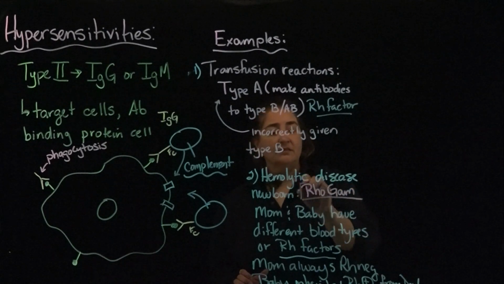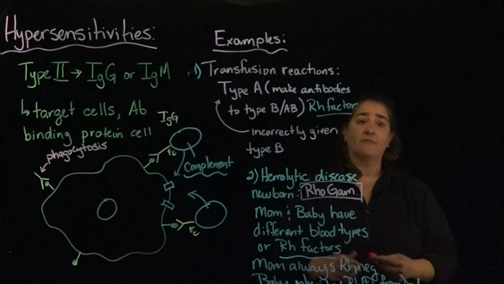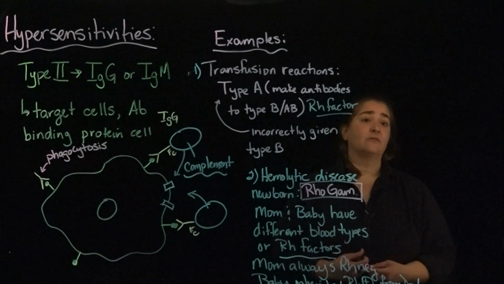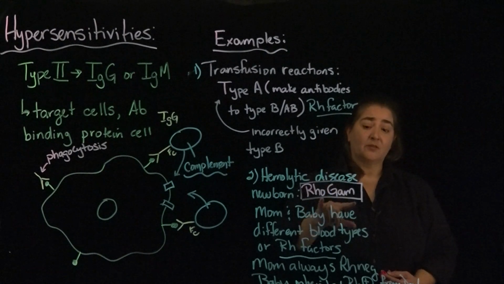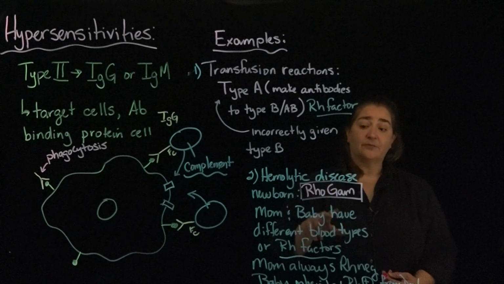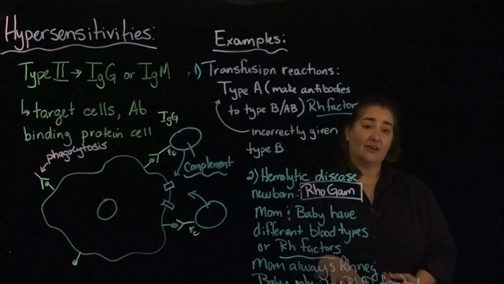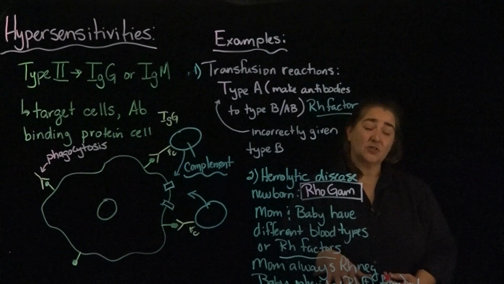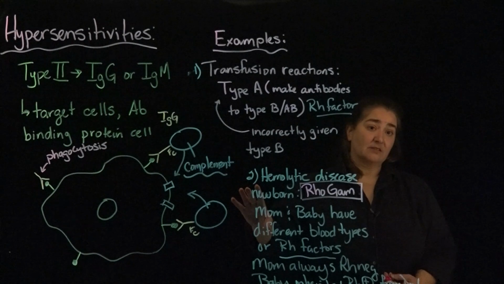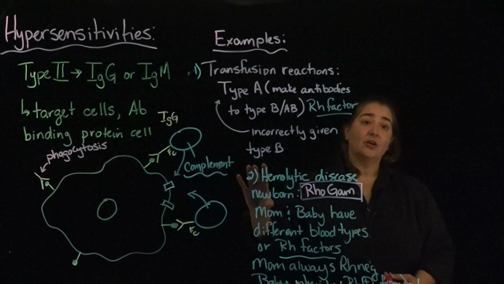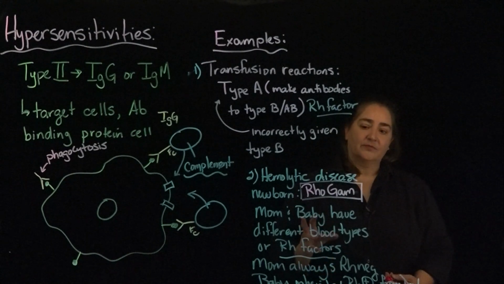There is a shot that moms who are Rh negative, so if they have O negative, A negative, B negative, or AB negative blood, they're given RhoGAM typically around mid-pregnancy, and then at delivery. Because what that RhoGAM does is that RhoGAM is essentially antibodies to the Rh factor, and those antibodies destroy the red blood cells so that mom doesn't actually make the antibodies, okay?